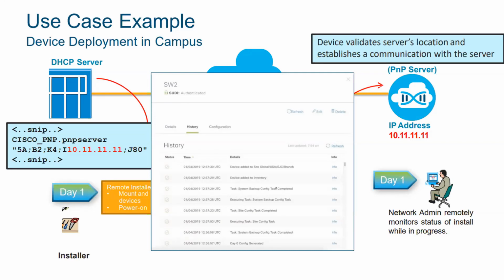Now, DNAC will receive the first communication from that device. First, it will compare the serial number of that device to the one deployed on it. If it matches, then it's going to send a certificate to that device, and that certificate will establish a trusted communication between the DNAC and the newly onboarded device. If the serial number is not there, it's going to block the configuration and not allow the device to join the network.